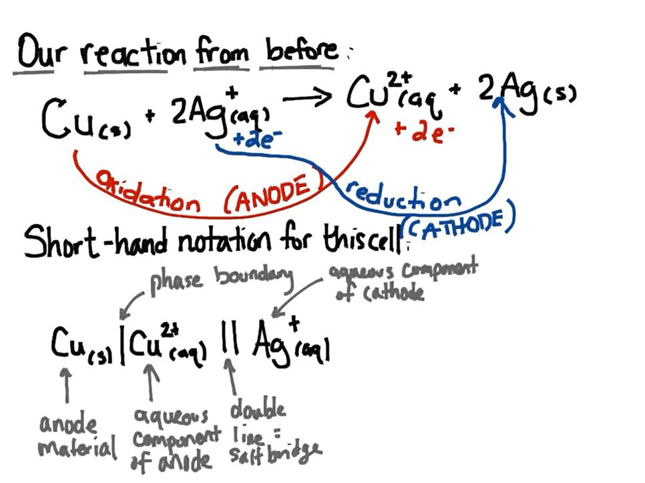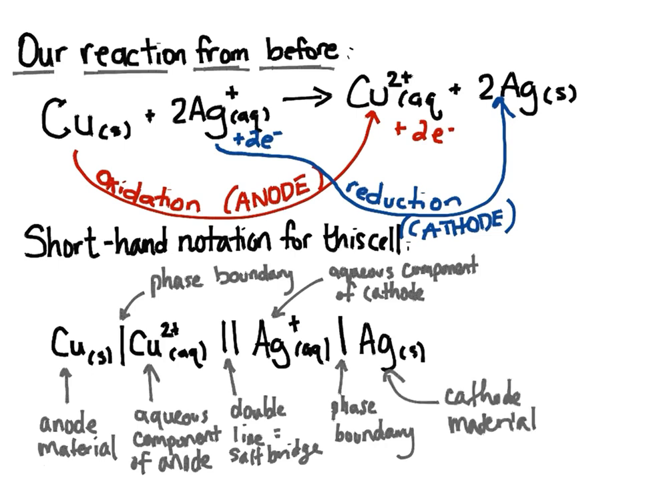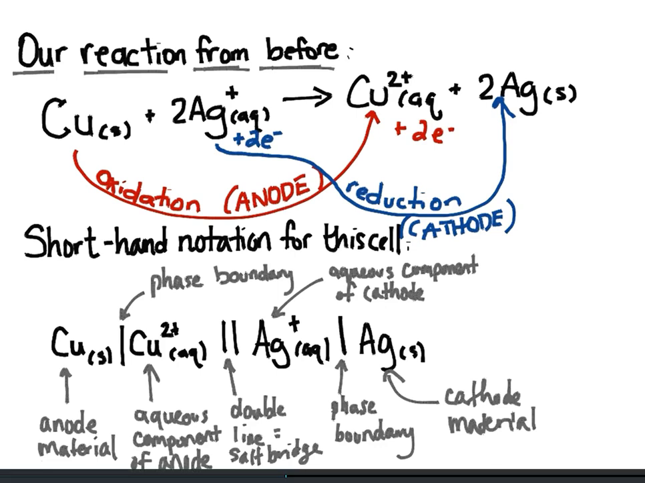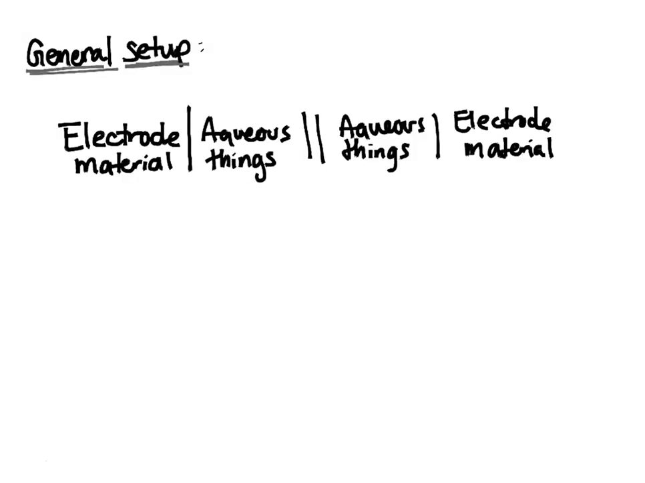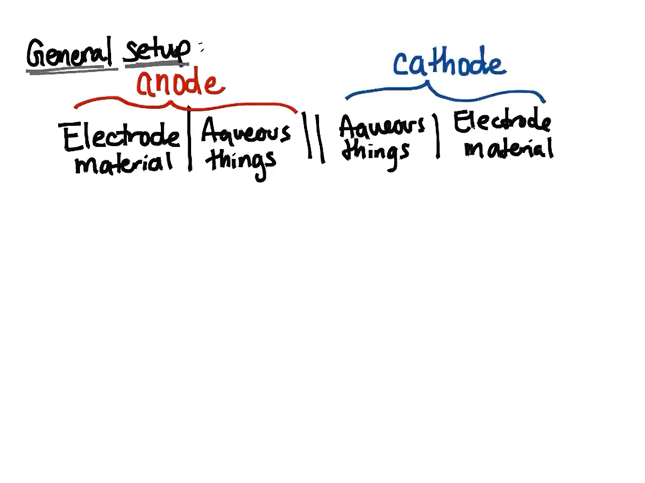And so silver ions on the left, there's a vertical line that represents the phase boundary, and then silver solid is on the right, just like it is in the reaction. Silver ions on the left, silver solids on the right. So that's the way I always remember, is that it's always sort of left to right in the shorthand notation the same way it is in the reaction. So the general setup, you have electrode material, aqueous stuff, and electrode material. So the electrode material is always on the outside. Anode's always on the left, cathode's always on the right.